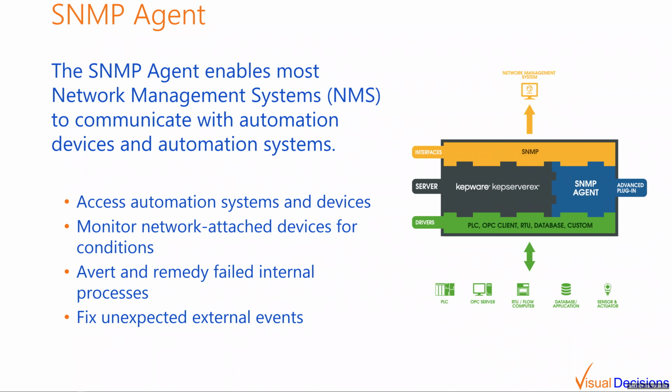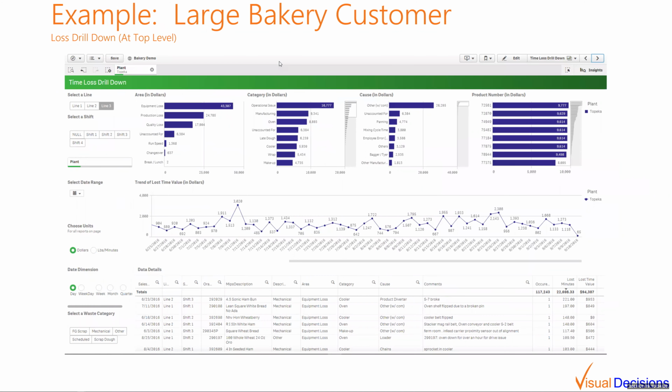So I kind of blew through a whole bunch of functionality there, but what I want to do now is to go through some examples. And the first example I'm going to go through was at a bakery customer that we have. In this particular example, we utilized Kepware to connect to a variety of devices within the bakery, and took that information, saved it in the database.